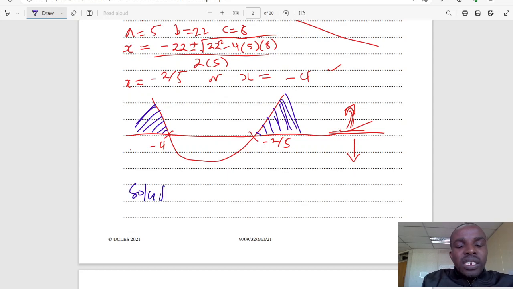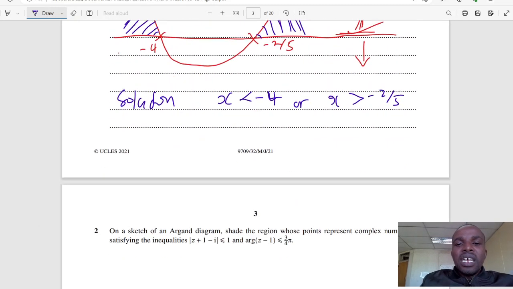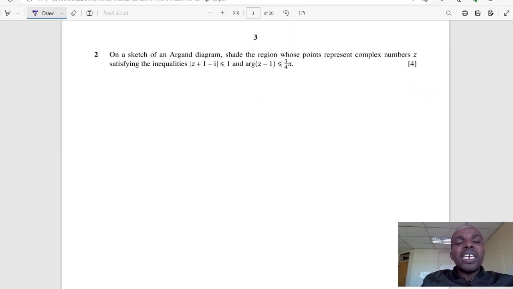So my solution will be x less than negative 4, union, you can use U or you can just say O, x greater than minus 2 over 5. Then this will be your solution set. Done. Right, next question, number 2.